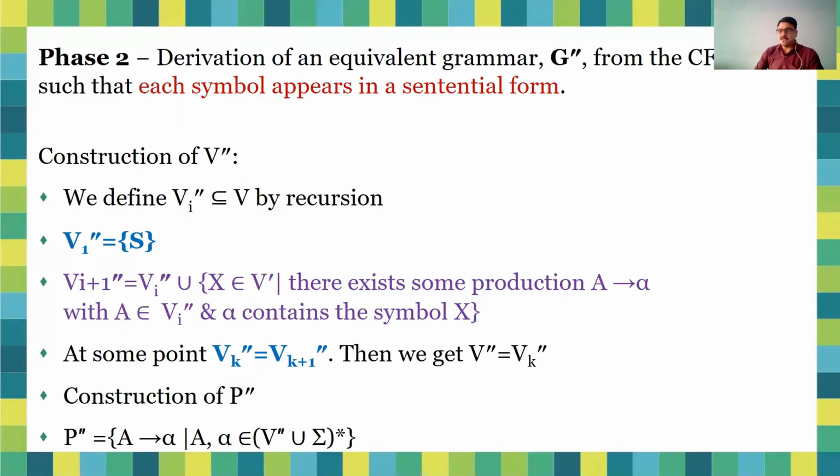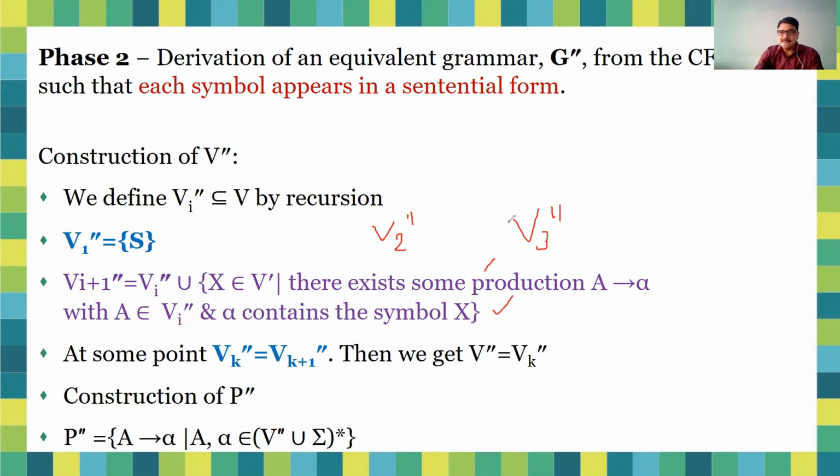Now start with the construction of V double dash, meaning the set of variables. Simply, we will start V1 double dash with the start symbol S, right? And then we will try to find V2 double dash and V3 double dash, similar to the previous one, but in this way: V(i+1) double dash is equal to Vi double dash union X belongs to V dash, where there exists some production A to alpha with A belonging to Vi double dash and alpha containing the symbol X.